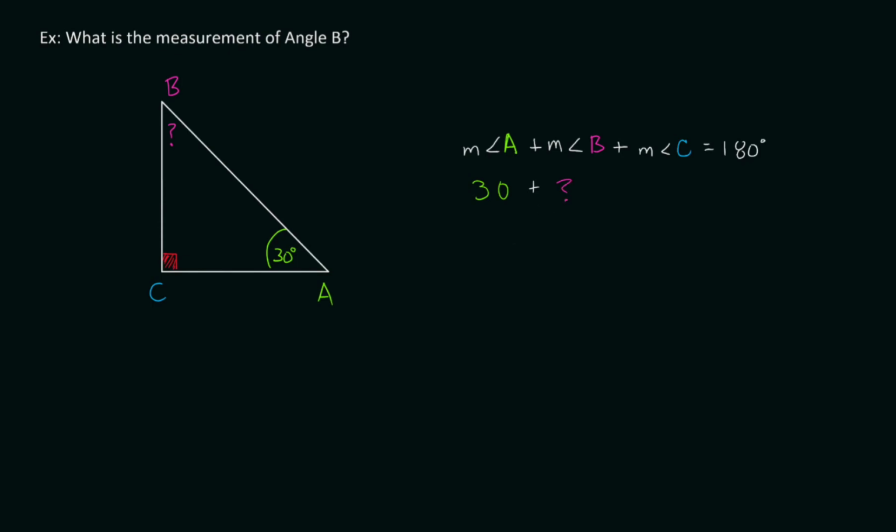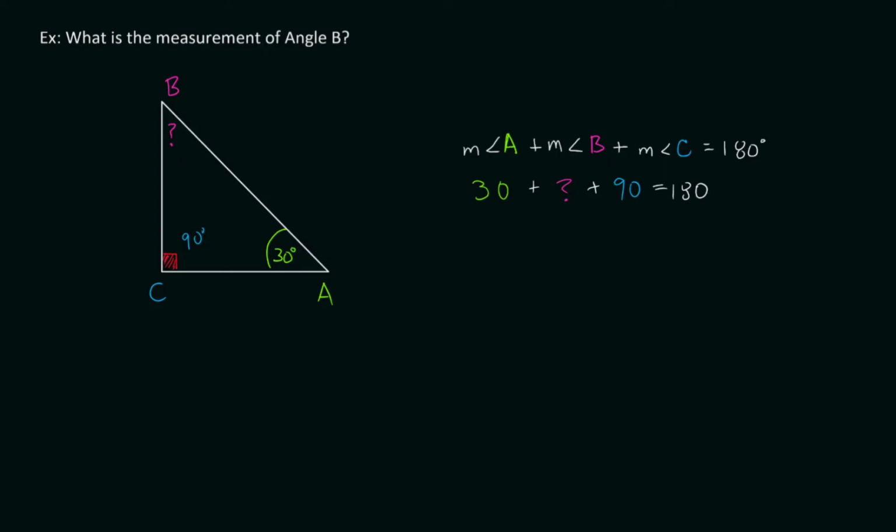And then I know what angle C is. Well, sort of. If we look at it, it has this little box. And as we know, this little box indicates that this is a 90-degree angle. So we can replace angle C with a 90-degree angle. So let's take care of that. So that'll be 90 degrees. And all these together should add up to 180 degrees. So 180. Now we can go ahead and combine like terms.